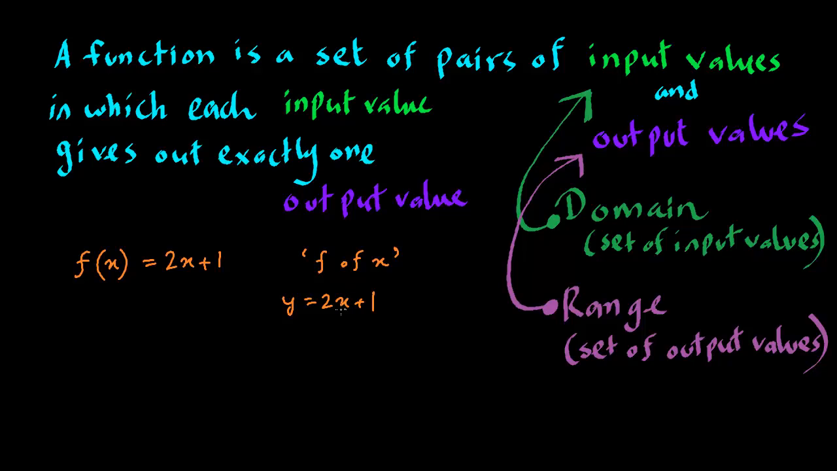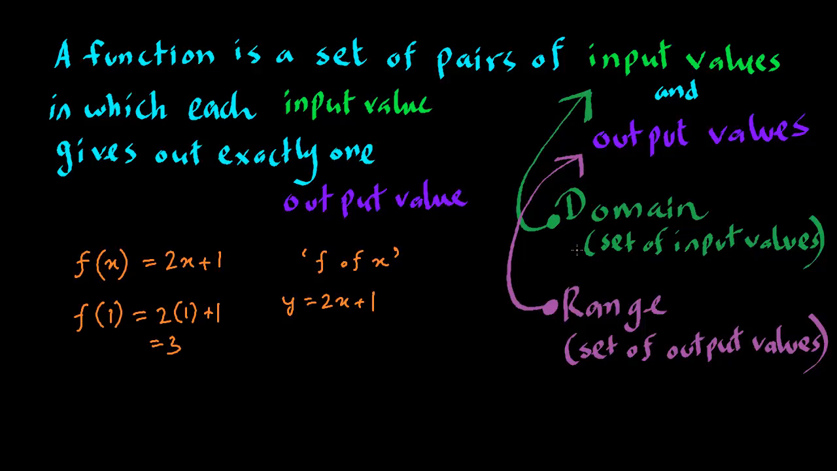What you need to remember is the input value or the independent value x will give you, if you use it in this rule of twice x plus 1, an output value or the dependent value. The dependent value depends on the independent value. For example, if I put here 1, we would get a unique value 2 times 1 plus 1, which is 3. So the input value is 1 and the output value is 3. So this is a part of the domain and this is part of the range.